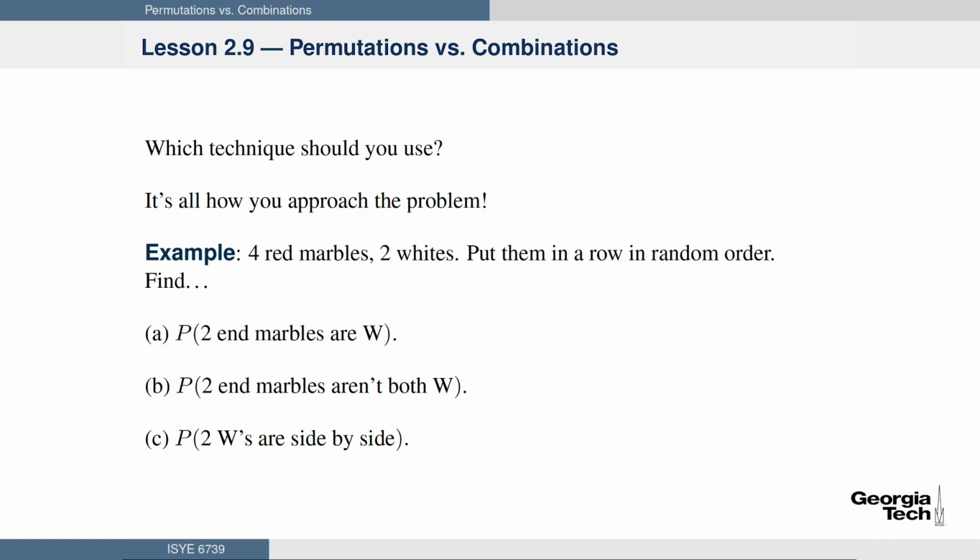First, the probability that the 2 end marbles are both white, and then the opposite of that, the probability that the 2 end marbles aren't both white. And finally, the probability that the 2 white marbles are side by side. B is pretty easy if you can get A.